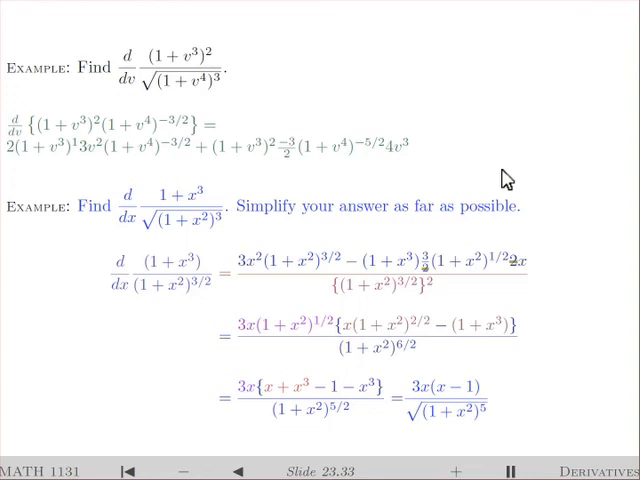This concludes our look at the use of chain rule in combination with other rules.